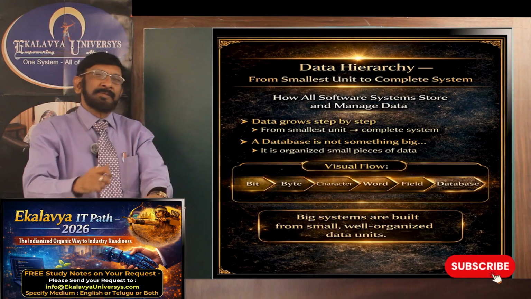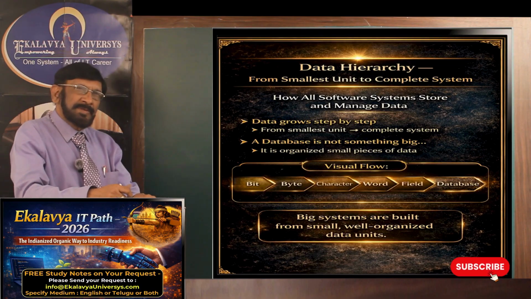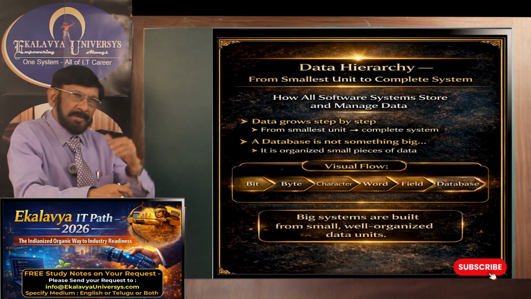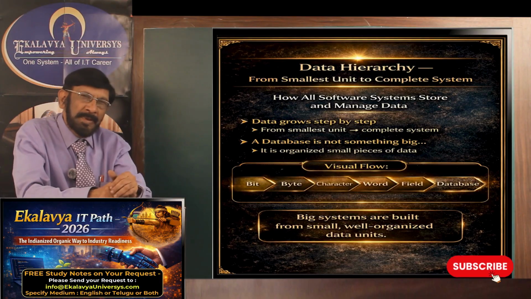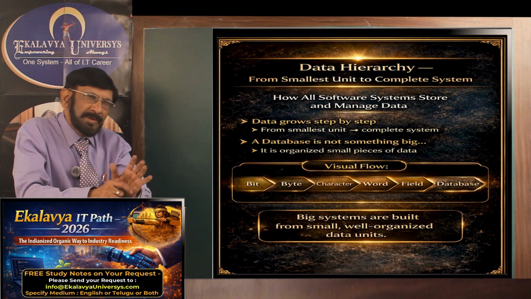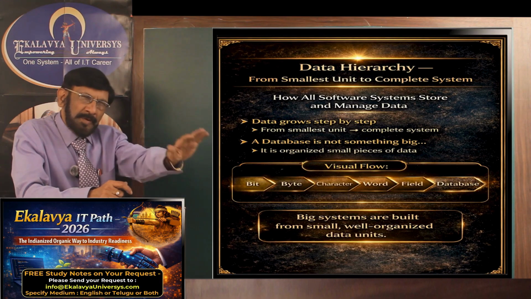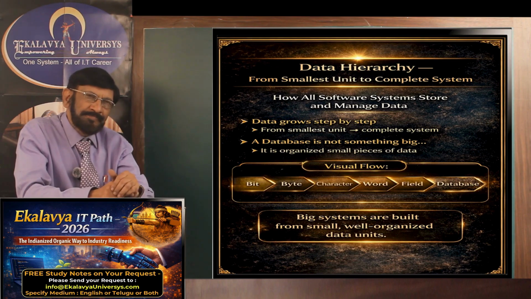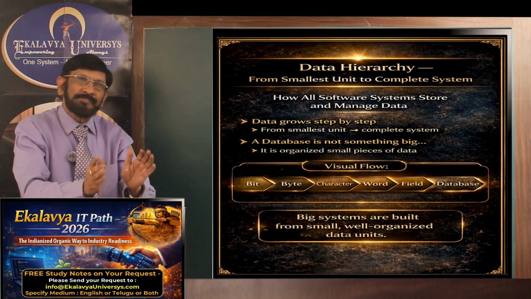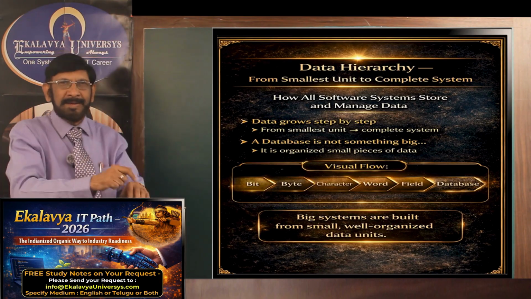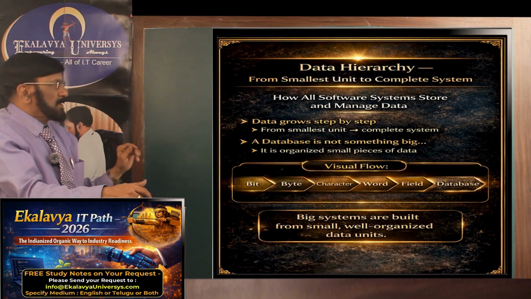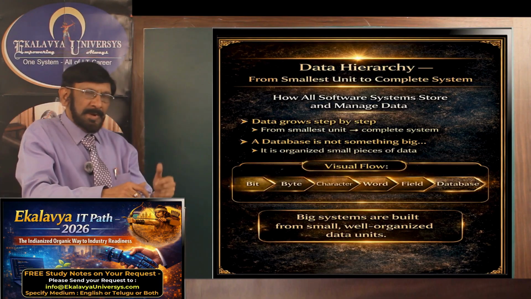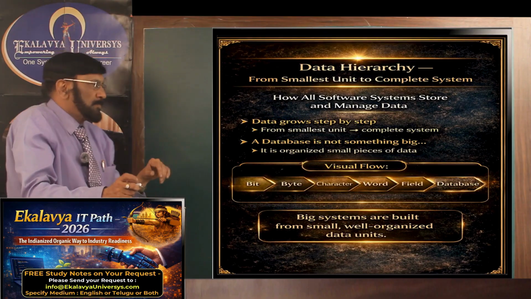Now, I reveal a simple secret which drives away your fear whenever you see a big information system having millions of data items. That is very simple. Any big information system or database you take, it is a composition of small, well-organized data items. To make you understand it easily, I give a simple example.